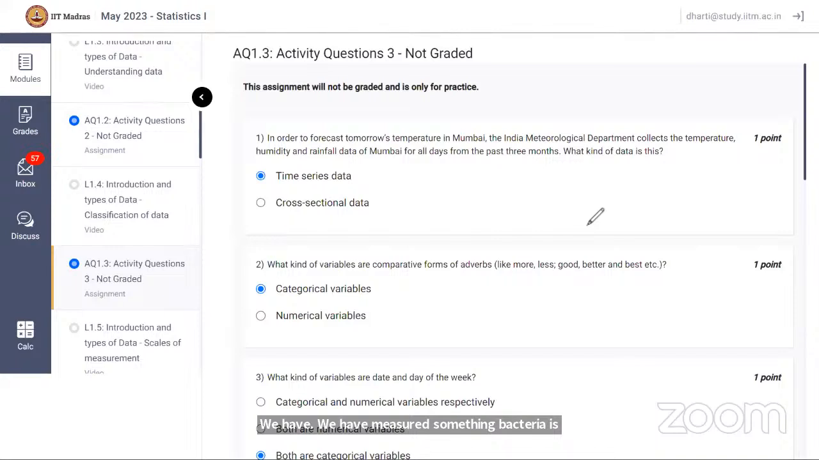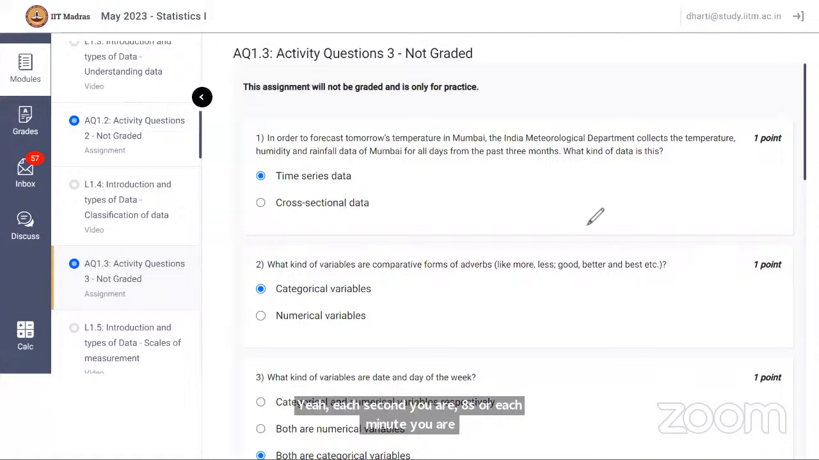Each minute you are measuring? Yes, ma'am, each minute we are measuring from 12 to 1 p.m. Then it is just time series data, because you are measuring something or counting over time. That's what time series is. Okay, ma'am, thank you.